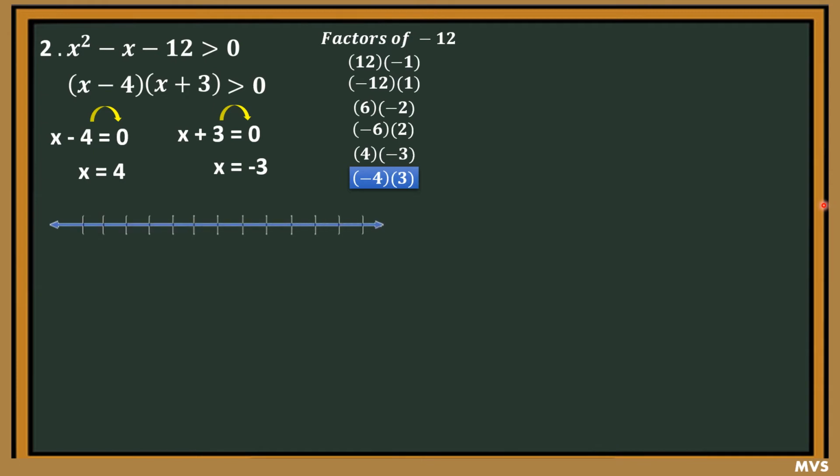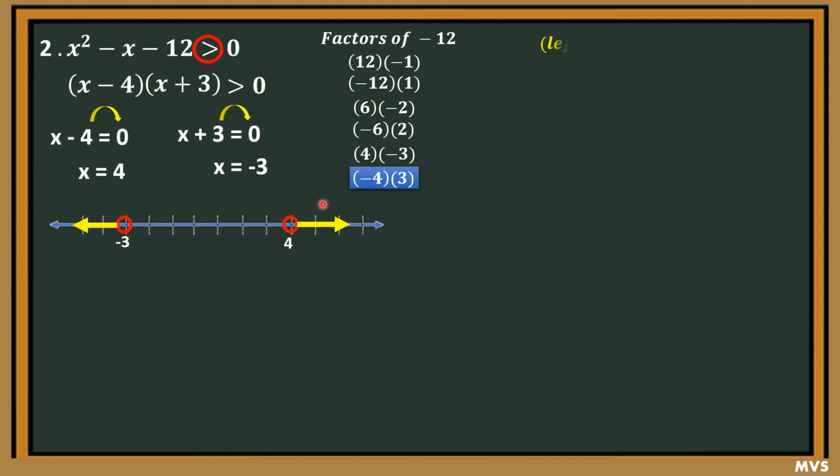Since the inequality symbol here is greater than, therefore, we will use the hollow dot. Means that negative 3 and positive 4 are not included in the solutions. And the solutions are found on both sides of the number line. Always remember, we have 3 regions: left, center, right. Let us check if it is correct.